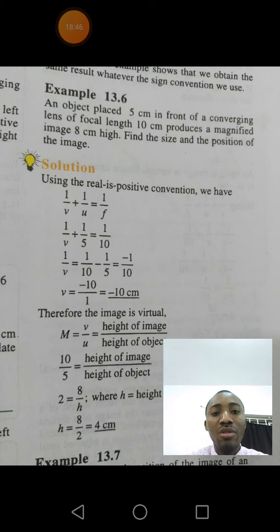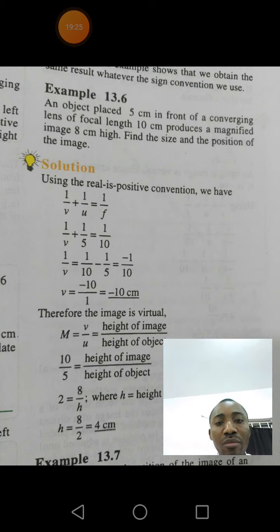Okay, very good. So if you come here, we already have the object distance and we have the focal length, so we can obtain the image distance. So the image distance here, after we have substituted for u and f, is minus 10 cm. That simply means that the image formed is a virtual image. Okay, but don't forget that we are told to calculate the size and the position of the image. What we have just found now is the position of the image. We have not found the size.